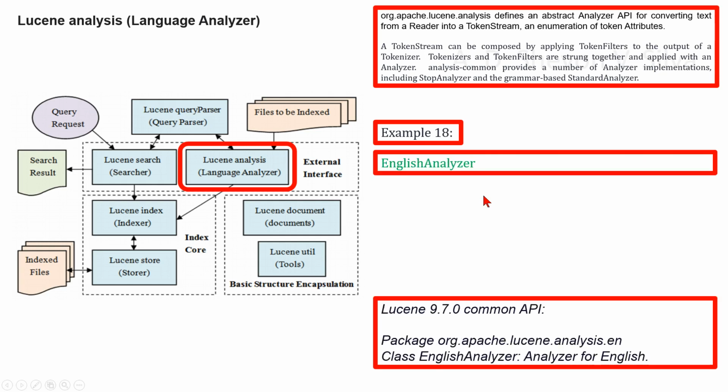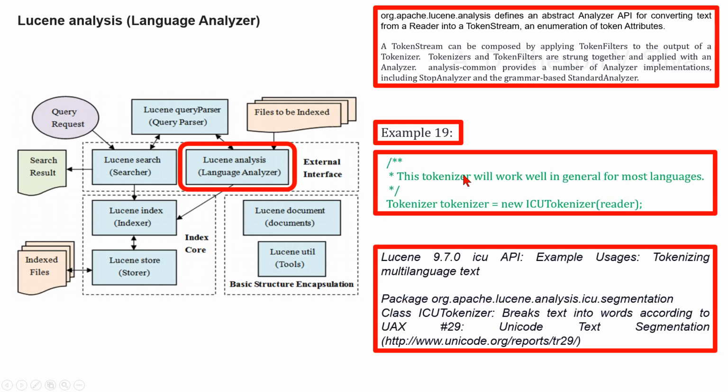Now we are considering the Lucene 9.7.0 Common API and the analysis for Lucene content in different languages and domains. The class EnglishAnalyzer in package org.apache.lucene.analysis.en, an analyzer for English.